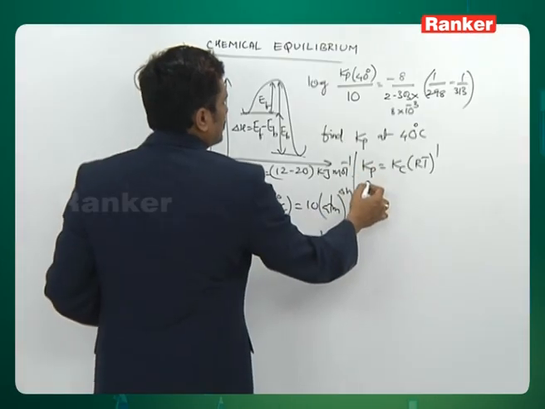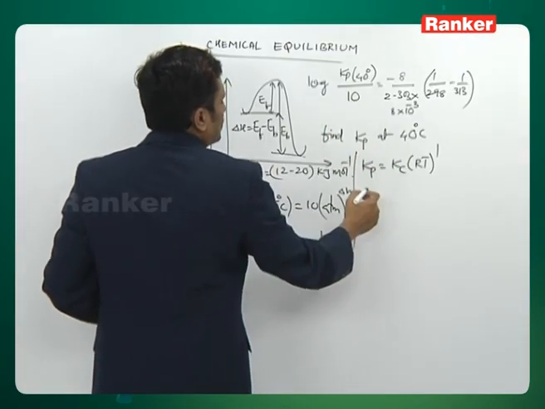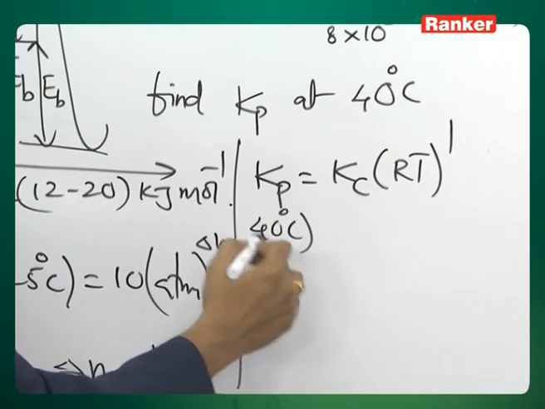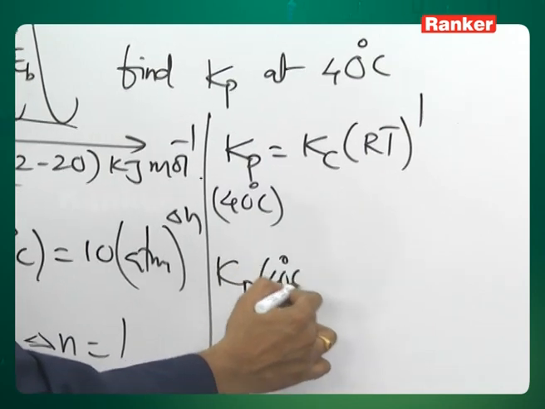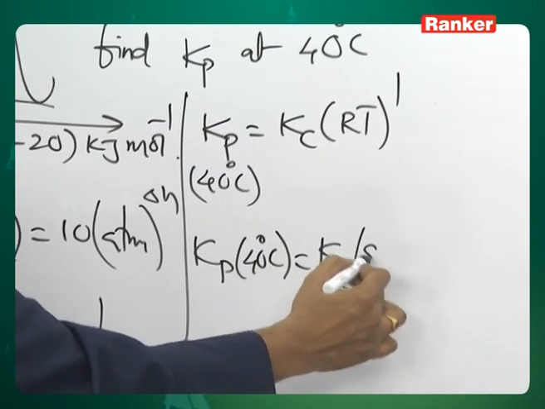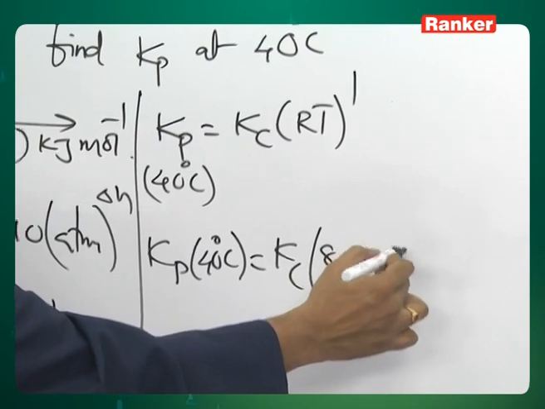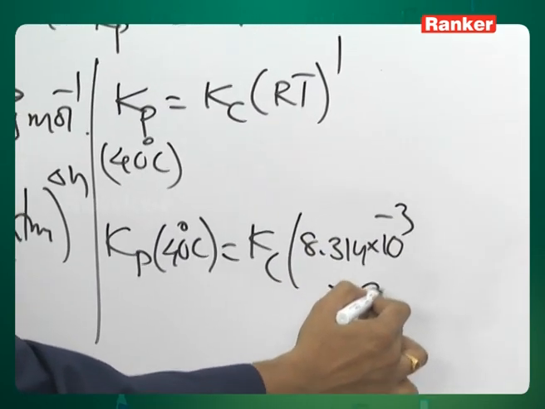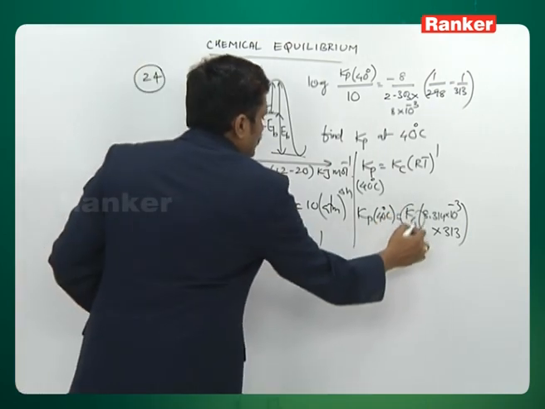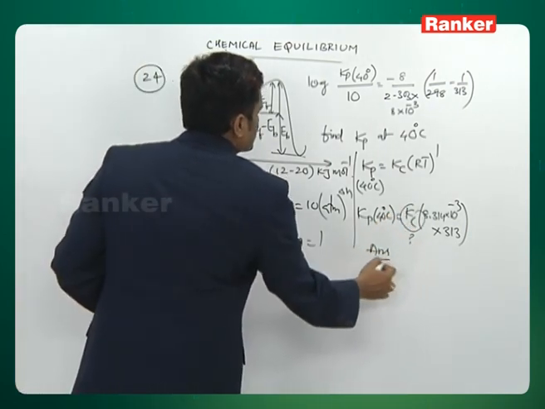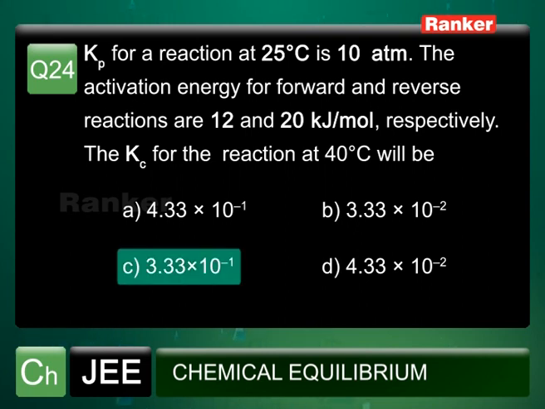So, therefore, Kp at 40 degrees Celsius after obtaining from here, after substituting the value here, you will be getting Kc provided you substitute RT as well. Temperature is asked at 313 Kelvin, and we will be obtaining the value of Kc. So, therefore, after simplification of this, the correct answer for this question is option C, that is 0.33 mole per liter.